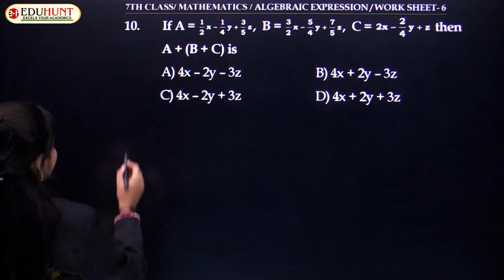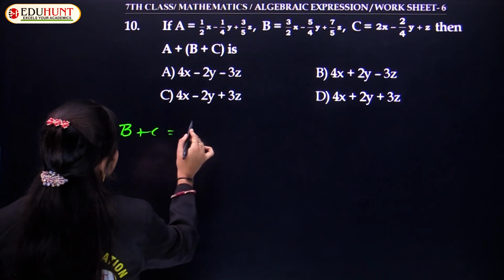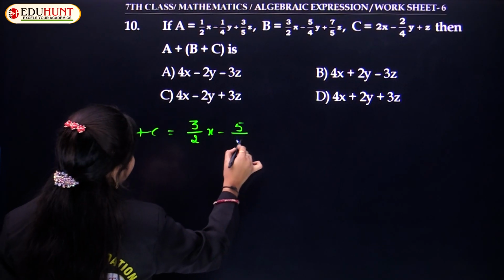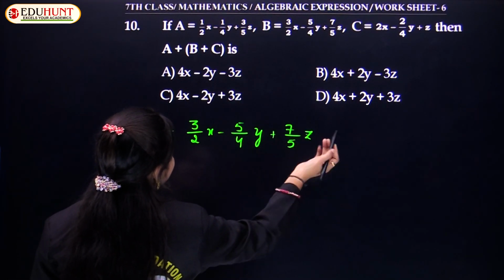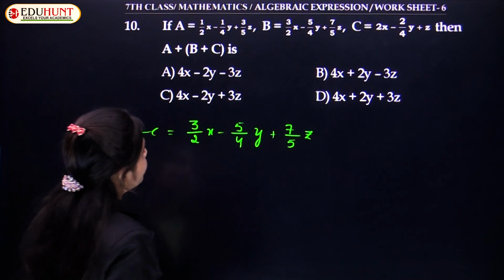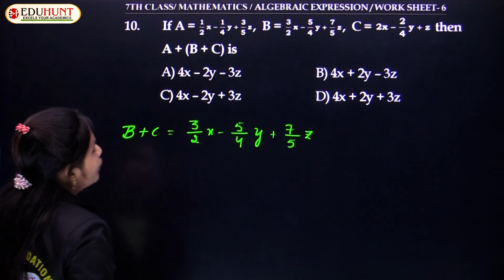See here. B plus C is equal to 3 by 2x minus 5 by 4y plus 7 by 5z. Or else it is directly addition only, so all together also you can add that. That is your wish. So first I am taking here the B plus C terms only.